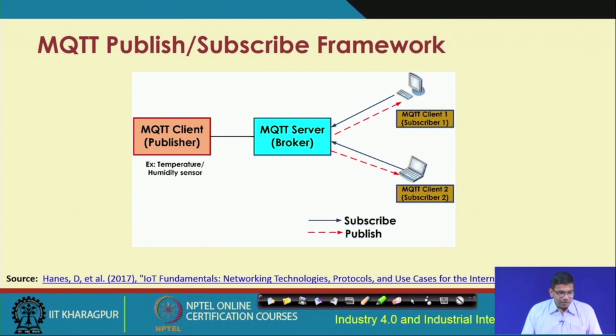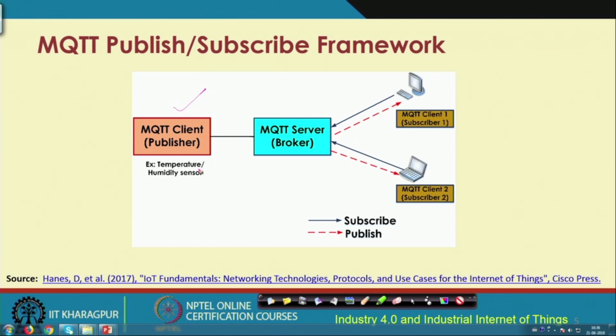So, this is an example of how the MQTT publish subscribe framework works. Look at this particular picture. We have the MQTT client, which is the publisher on one hand. This publisher will publish different sensed data such as temperature, humidity, etc., and this data will be published in the MQTT broker. The MQTT broker, which is a server, basically stores this data.